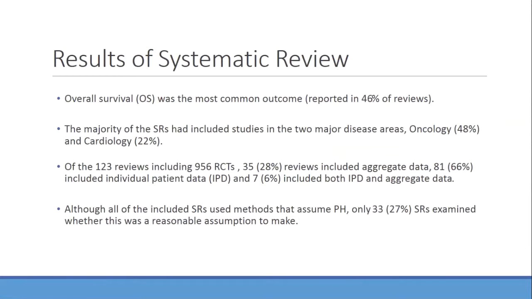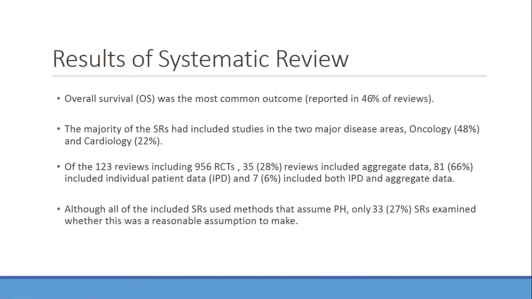So overall survival was the most common outcome reported. The majority of the systematic reviews had included studies in the two major disease areas, oncology and cardiology. And of the 123 reviews included, which included 956 RCTs, 28% of the reviews included aggregate data, 66% included IPD, and 7 of the reviews included studies that had used both IPD and aggregate data.